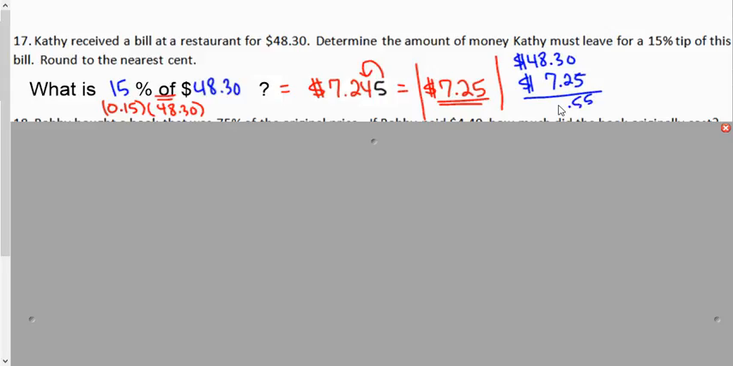And as a result, she's going to really be spending $55.55, which, hey, it's more than the 48.30, and something to consider when you go out to restaurants.